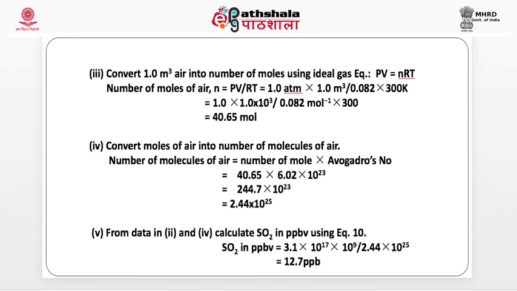Number of moles of air equals PV over RT: pressure in atmospheres, volume is this, and R is 0.02 in atmosphere units, and this is the temperature, 300 Kelvin. We get this. So if we carry out the calculations, we can get this answer. Convert values of air into number of molecules of air, the same kind of thing.